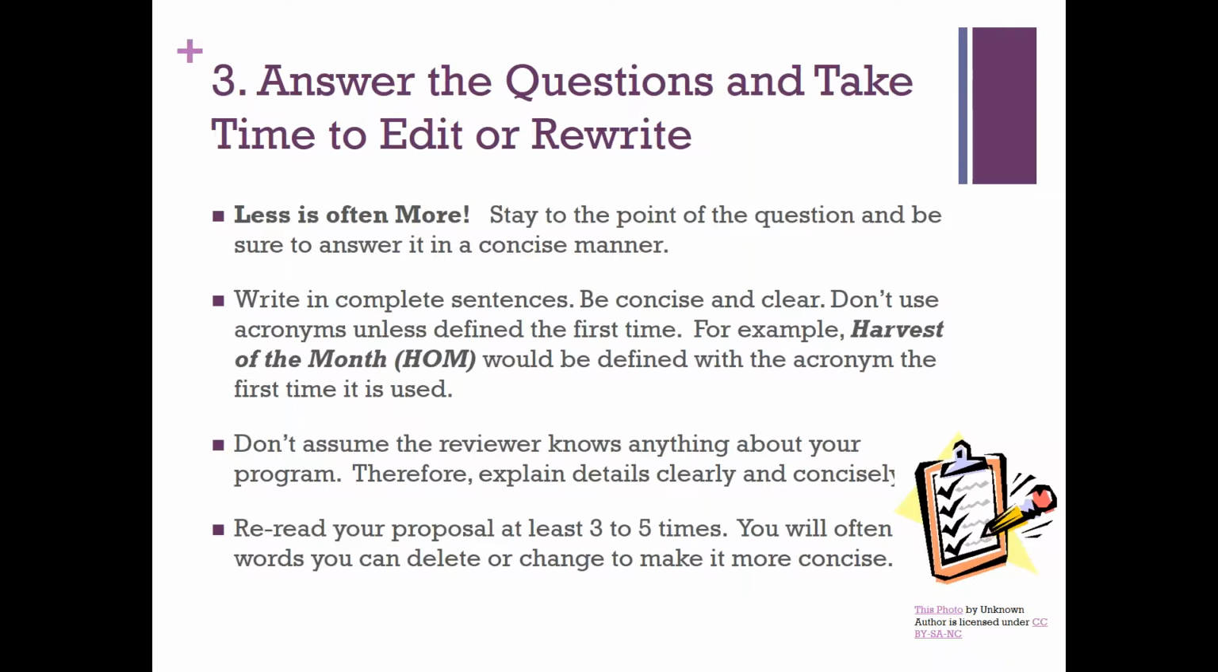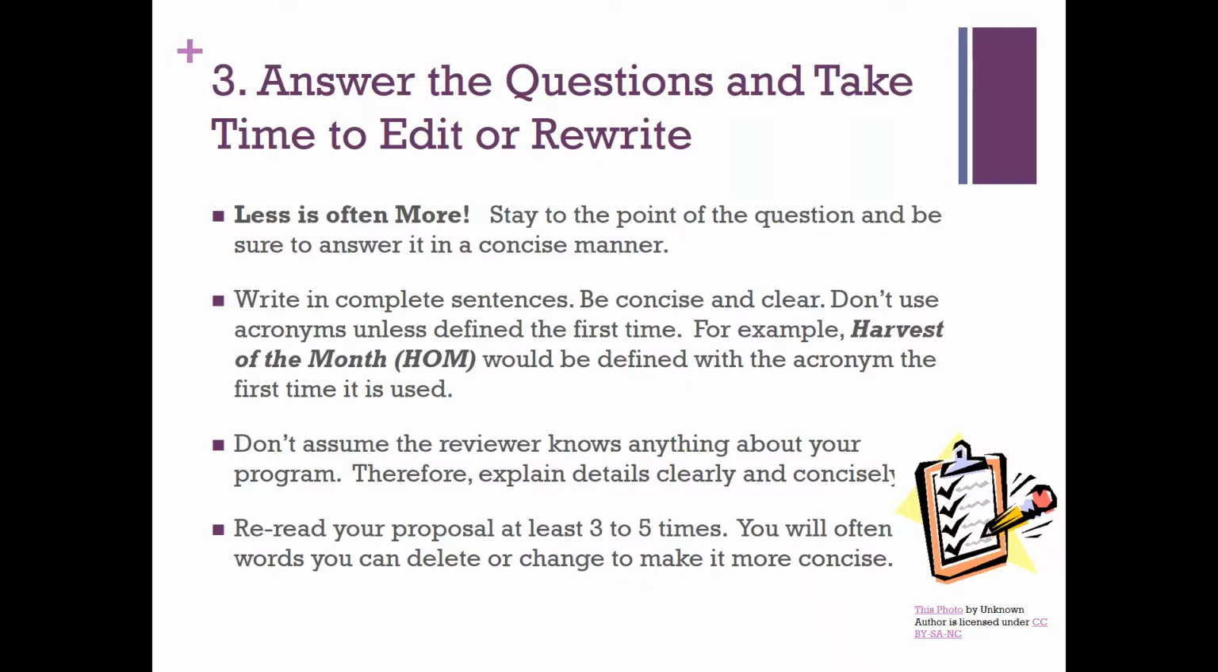The third tip is to, again, focus on answering the questions that the grant application asks, or meeting the requirements of the grant that it asks you to address, and taking your time to edit or rewrite. The best proposals are easy to read, concise, and understandable. And in order for them to be understandable, I find you have to look at it as a writing project. You write, edit, rewrite, because the more time you look at it, you can read the sentences and make them more concise each time.